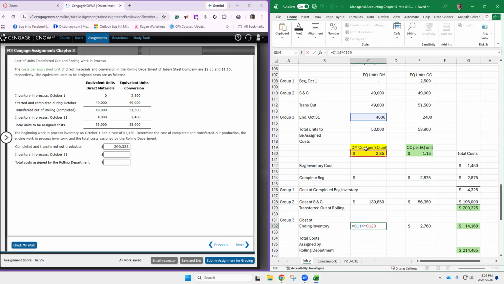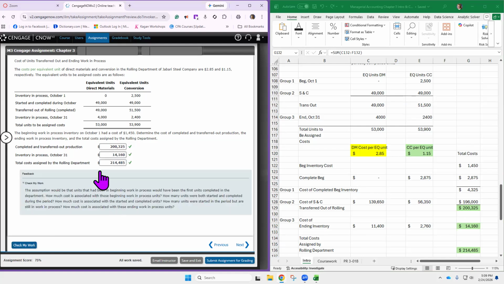So now we go get the equivalent units for group 3, which is the ending inventory, times $2.85. And we go get the equivalent units, which isn't going to be as many because they're not completed yet, group 3, right? So 2,400 times $1.15 is 2,760. And now we are going to add this to our amount, and now we add down. So the total costs assigned are 214,485. Okay, so you add down to get your total costs assigned.